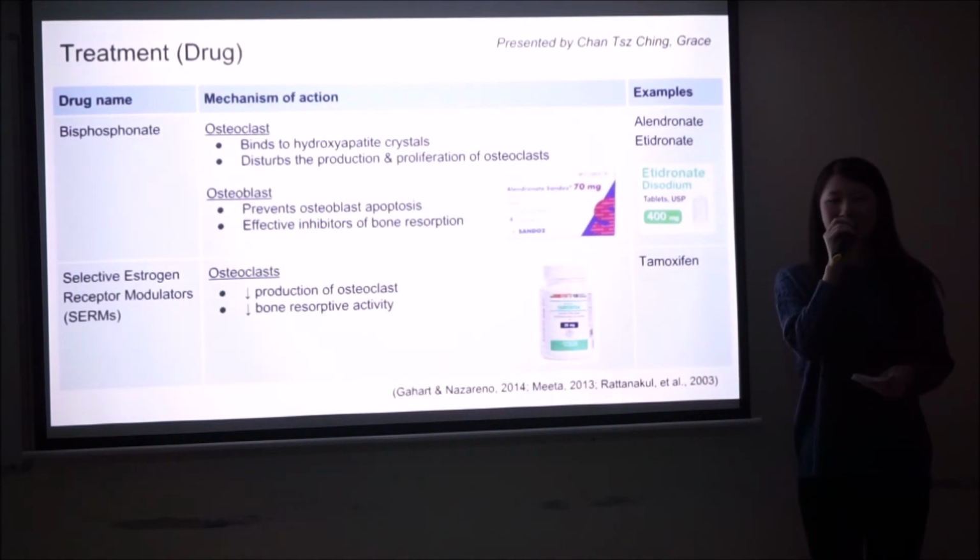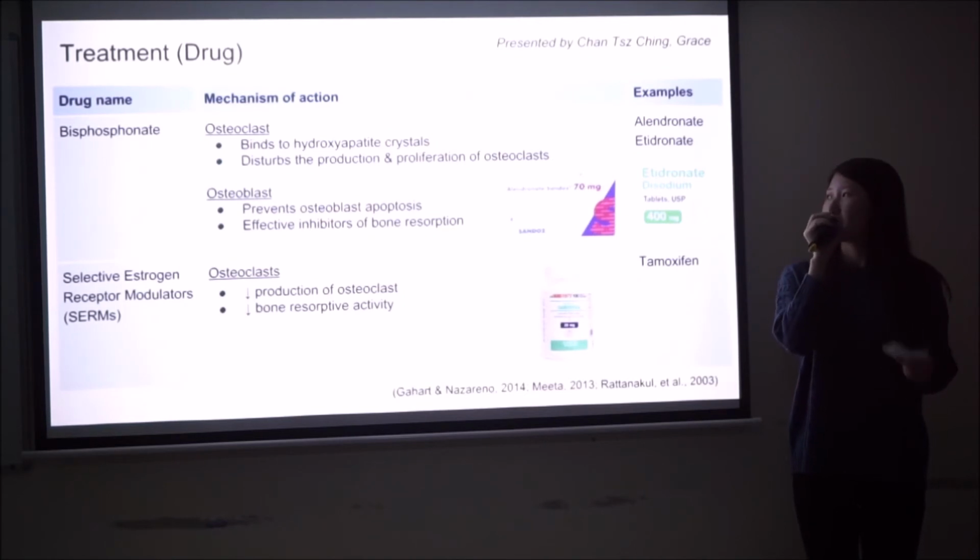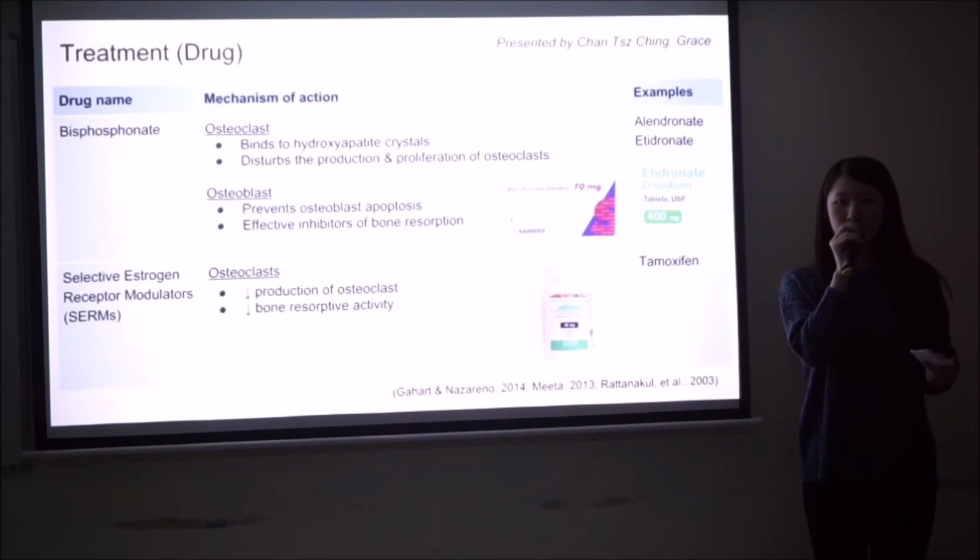SERMs disturb the production of osteoclasts as well as decrease bone resorptive activity, decreasing bone resorption and bone turnover, thereby increasing bone density and decreasing the risk of spine fractures in postmenopausal women with osteoporosis.